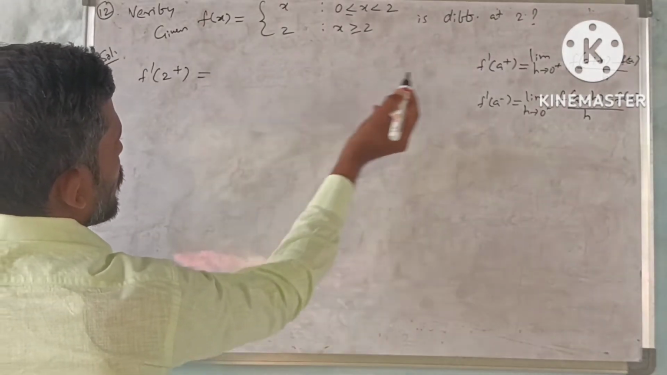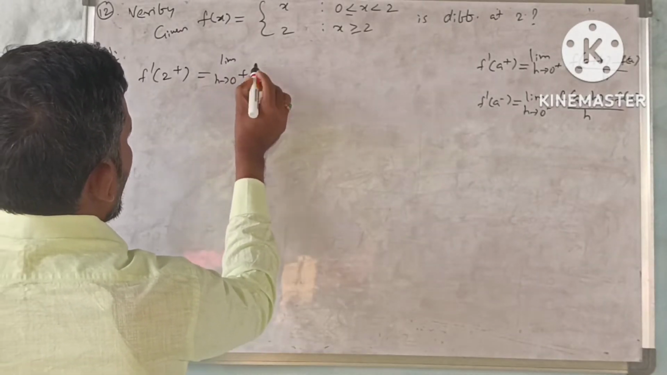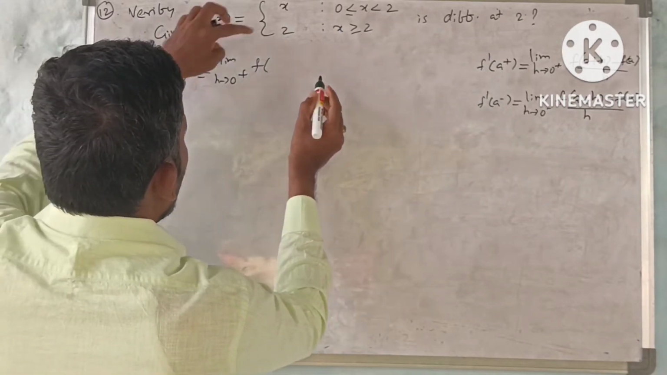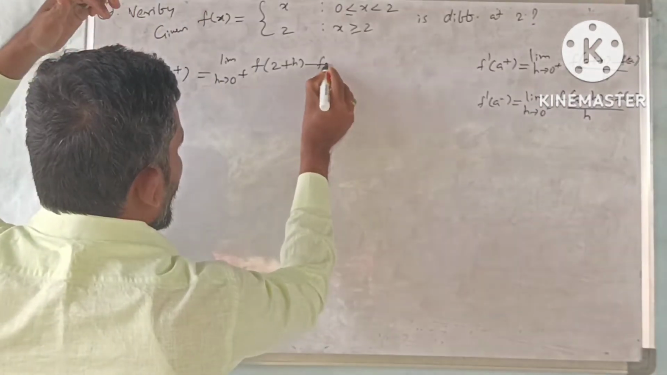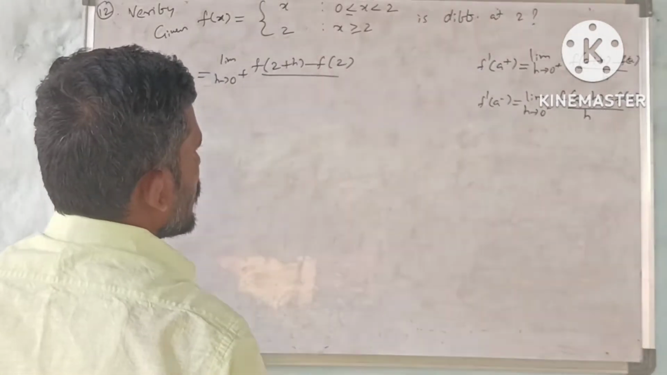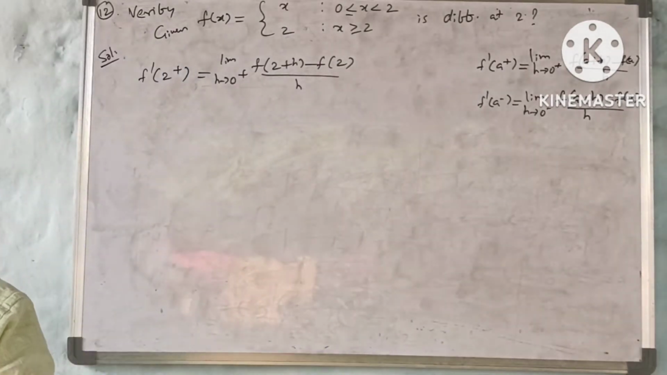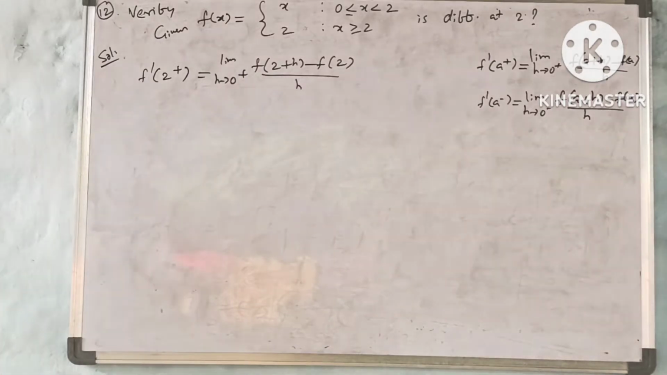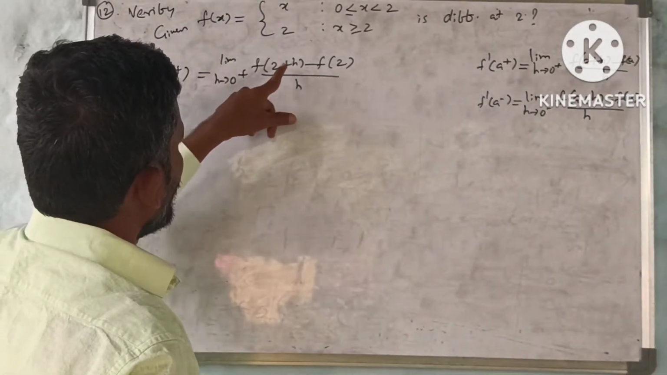So that is the principle, as per principle here limit h tends to 0 plus f of a, that is 2 here, since we need it at 2, f of 2 plus h minus f of 2 by h. Next limit h tends to 0 plus f of 2 plus h.